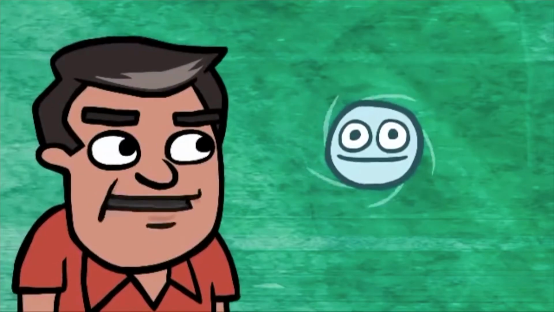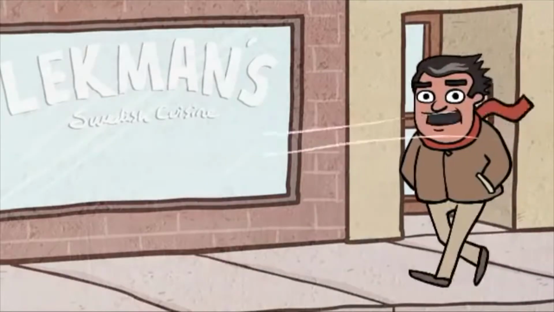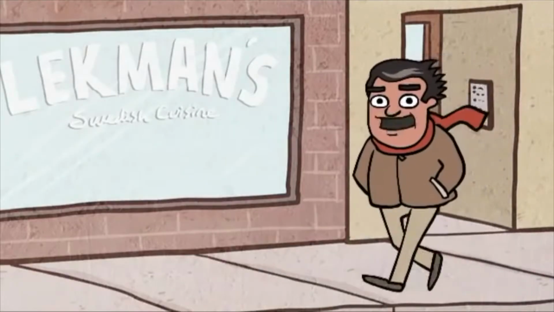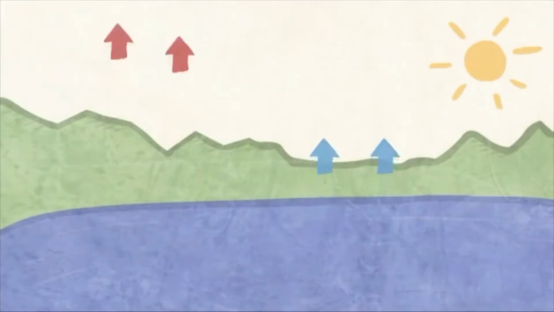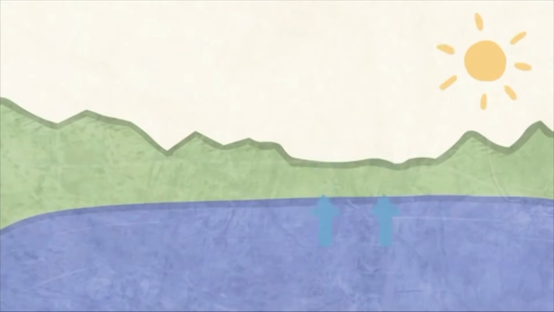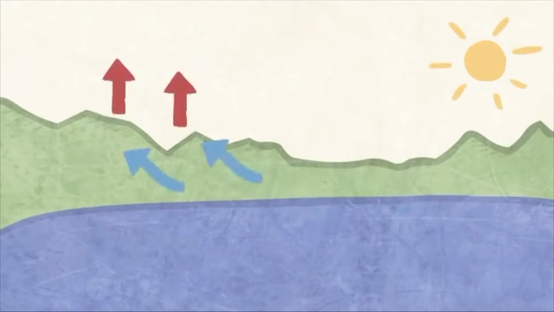Wind is air in motion. It's caused by uneven temperatures on the Earth's surface when heated by the sun. Because the air over the land heats up more quickly than the air over the water, the warm air rises and the heavier, cooler air rushes in to take its place, creating wind.